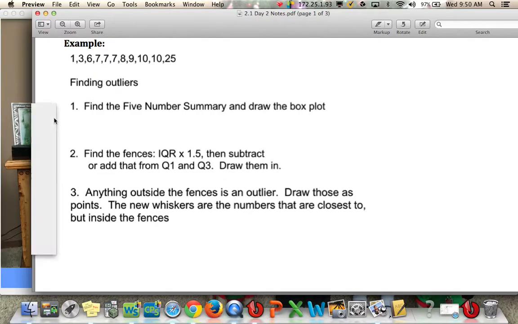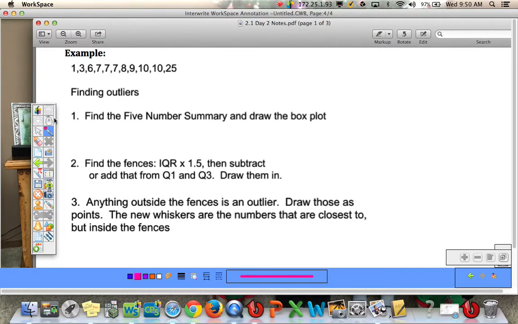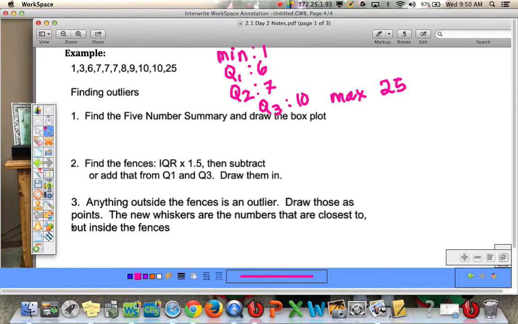So you can find min, max, median. I think I have these numbers here. All right, so here's our 5-number summary. Minimum 1, Q1, 6. Q2, which is also the median, is 7. Q3 is 10, and our max is 25. Okay, there's the 5-number summary.